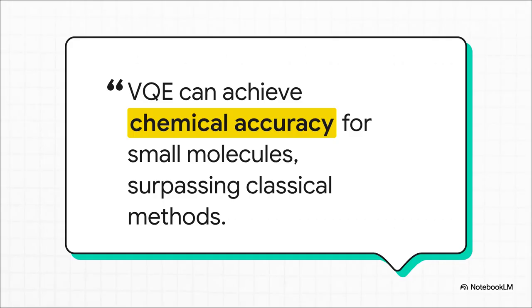And the results? They're seriously powerful. Research has shown that VQE can hit what's called chemical accuracy for small molecules. It actually surpasses standard classical methods because it can capture this really tricky thing called electron correlation: the incredibly complex ways that electrons interact with and try to avoid each other. This is exactly the kind of quantum weirdness that totally trips up classical computers. But for a quantum simulator, it's what it was built to do.